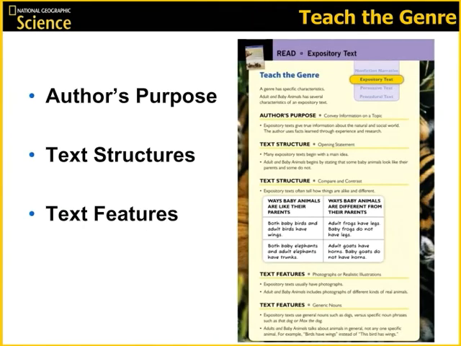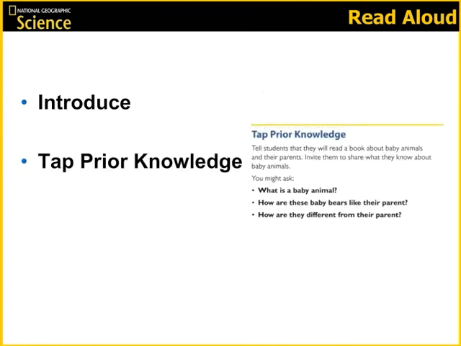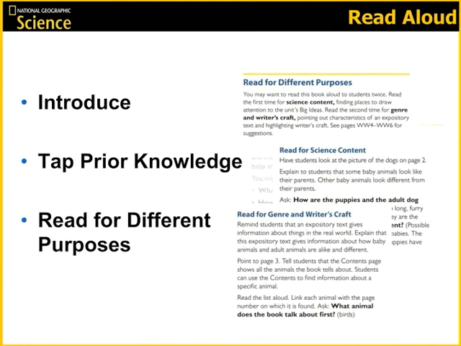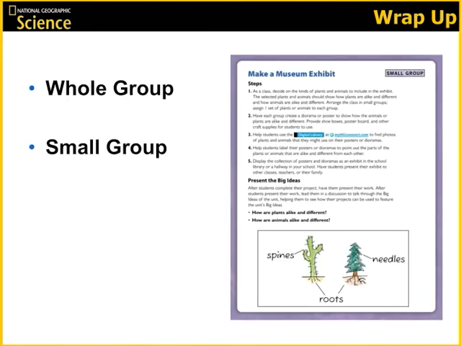In teaching the genre, you'll cover the author's purpose, 1 or 2 text structures, and a text feature. The read aloud begins with an introduction and an opportunity to tap the student's prior knowledge. Then, instruction is provided for both reading purposes. When the reading is complete, students begin their writing projects. There are a few options to choose from. Finally, it's time to wrap up the unit, and this will be either a whole group or small group activity.